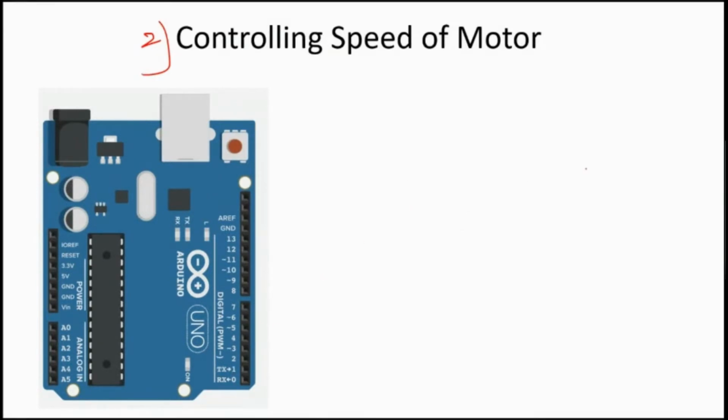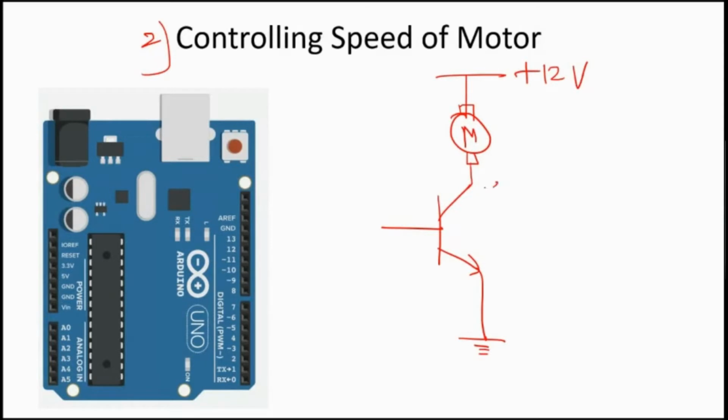So I can either use a motor driver like L293D, or I can simply use a transistor to control the motor. So in this case, I use a transistor. So I connect the motor in the collector. This is my motor, this is my collector, this is my emitter, and this is my base. The base terminal is powered by the third pin. This is supplying the PWM.